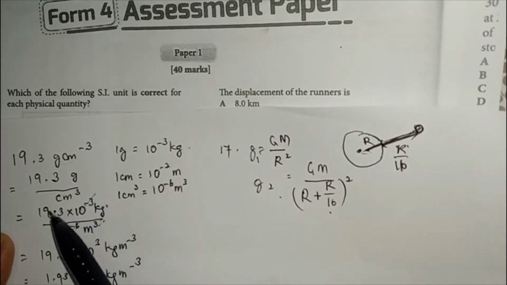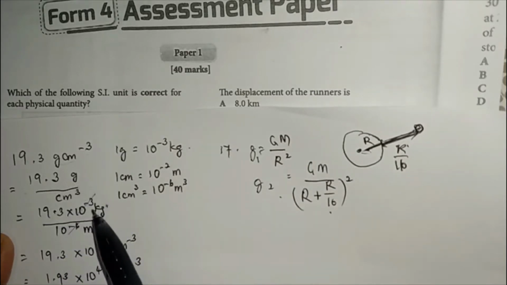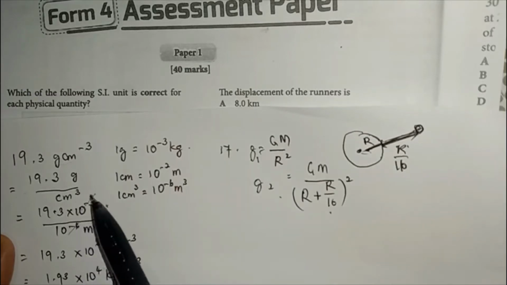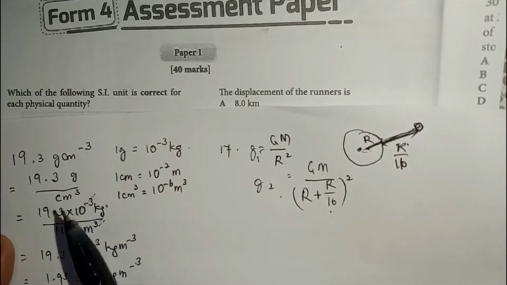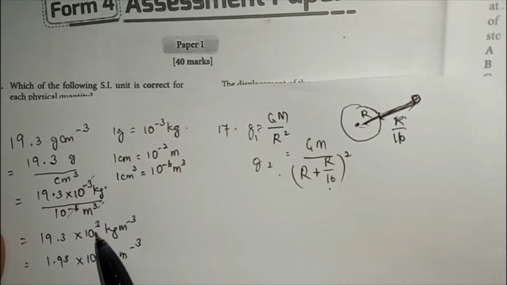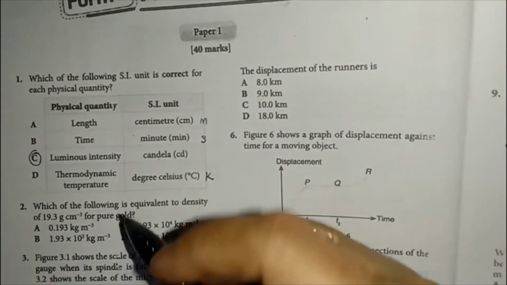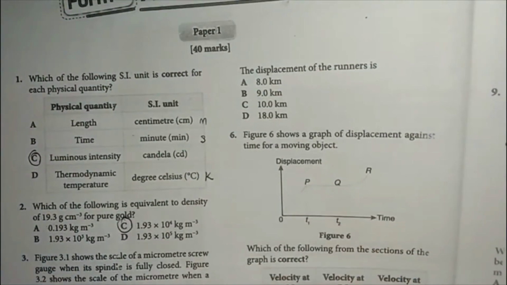So you substitute here. Gram equals 10 to the power negative 3 kilogram. Cm cube equals 10 to the power negative 6 meter cube. And then you just simplify it. So you will get 19.3 times 10 to the power 3 kilogram meter negative 3. And then write in standard form, 1.93 times 10 to the power 4 kilogram meter negative 3. So this one will give you the answer. Answer will be C.